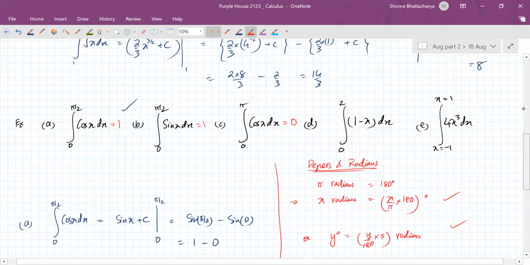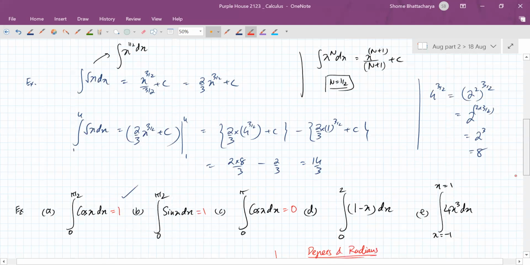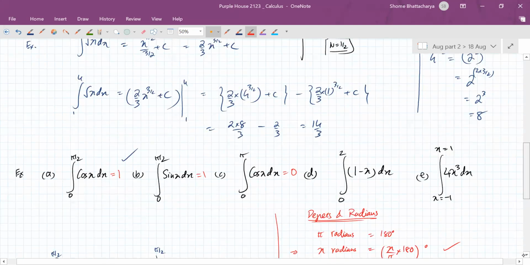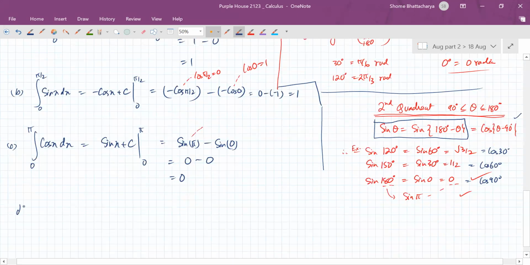All right, let's come to the fourth question: integration of 1 minus x from 0 to 2. Let's calculate this integration. Integration of 1 minus x dx from 0 to 2. First we integrate this quantity 1 minus x. So it should be x minus x square by 2 plus c. And on that we'll put the limits 0 to 2.